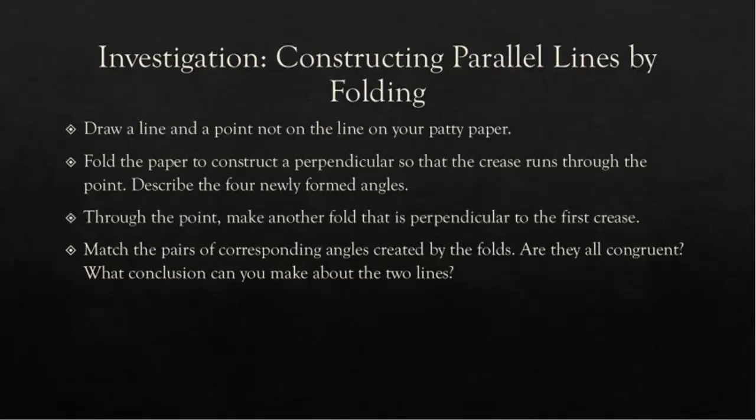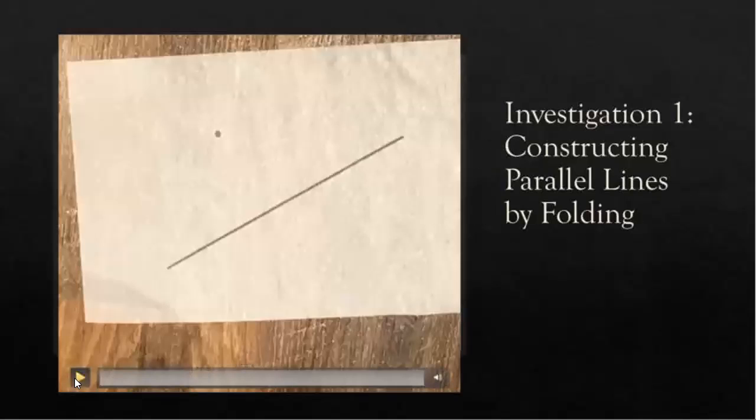Through the point, we'll make another fold that is now perpendicular to the first crease. We'll look at the corresponding angles created by the folds. Are they all congruent? If they are, what conclusion can you make about the two lines? So let's watch this video and see.